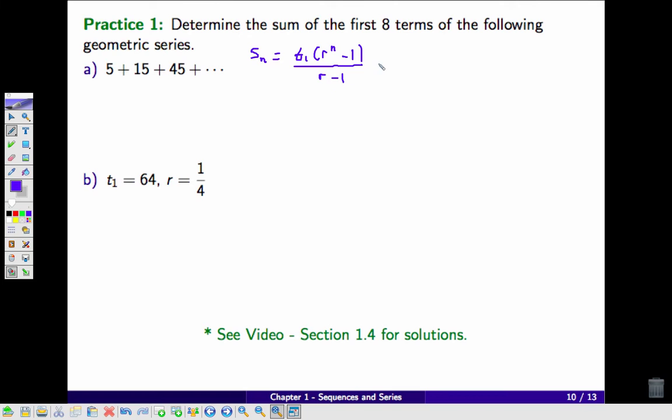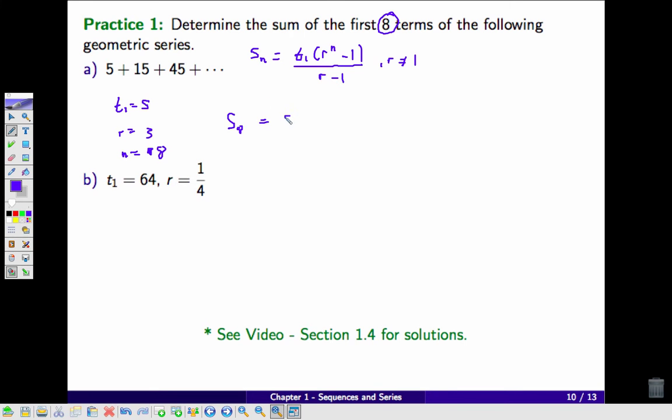Okay, that is the formula. r cannot equal 1. If it equaled 1, then you'd have a 0 on the bottom here, and so this would be undefined. So it can't have that. So t1 is 5 in this series. r is pretty easy to find: 15 divided by 5, or 45 divided by 15, will be 3. And there you have it, right? We're looking for the sum of the first 8 terms, so n in both of these questions will be 8.